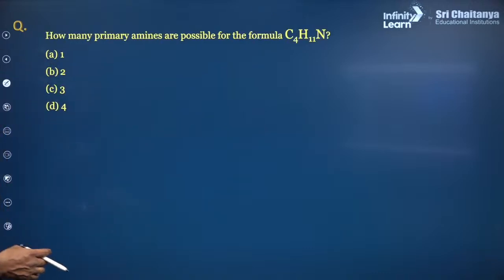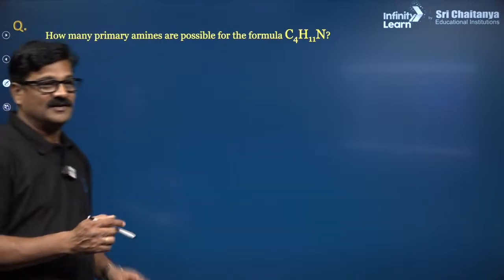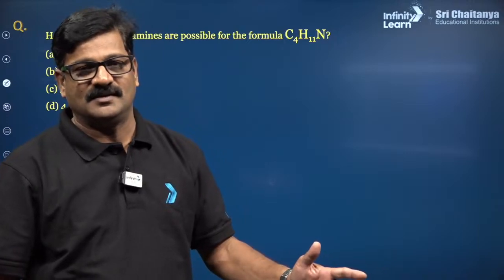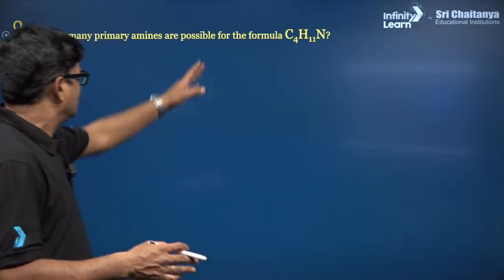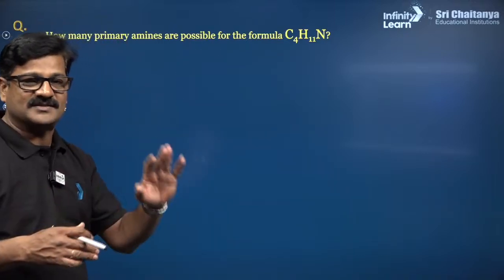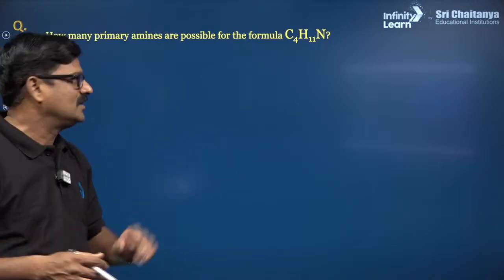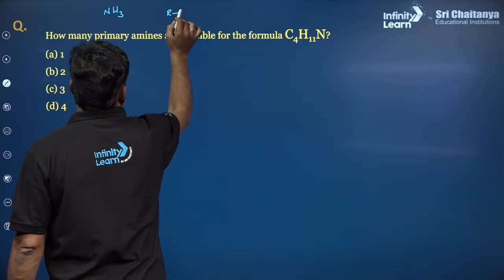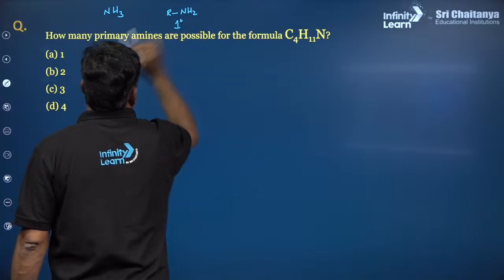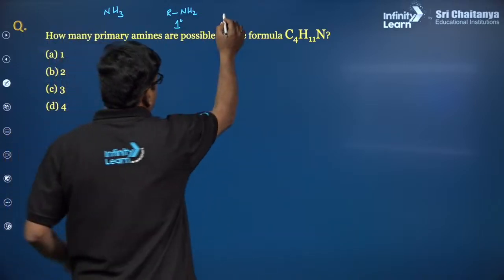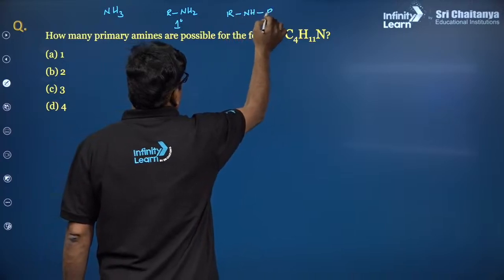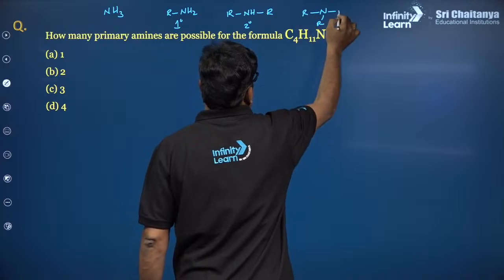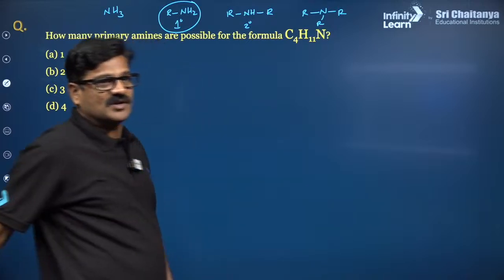Next, how many primary amines are possible for the molecular formula C4H11N? Take the pen and paper and write your own structures. There is no special formula to find the number of primary amines. As a teacher, I can say what a primary amine, secondary amine and tertiary amine are. So this is ammonia. When one hydrogen of ammonia is replaced by an alkyl group, this is called a primary amine. When 2 hydrogens are replaced, this is called a secondary amine, and when 3 hydrogens are replaced, that is what is called a tertiary amine. So let us talk about the primary amine.